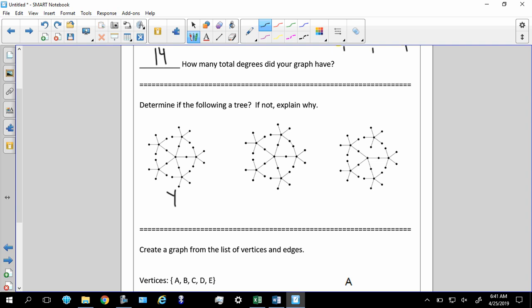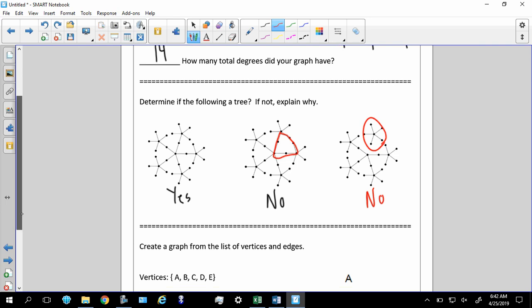Is the following a tree? All right, so this is a tree. It's connected and there are no cycles. This, oh, look at that. Nope. Why? Because of this. That's a cycle. It's a closed-in part. This is a no too. Why? Because this right here is not connected. So a tree is connected with no cycles.